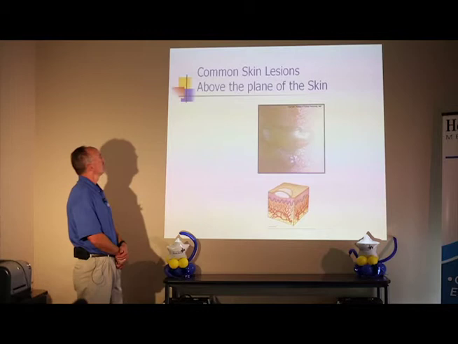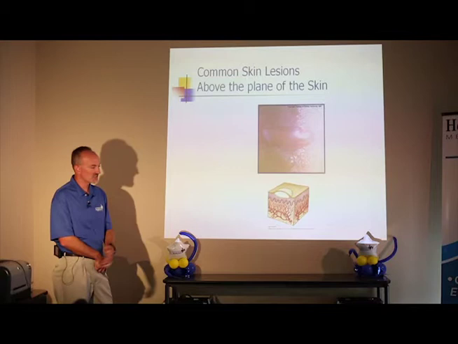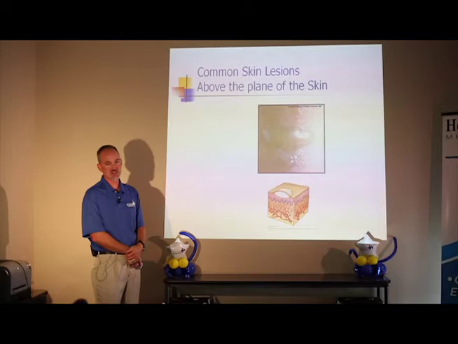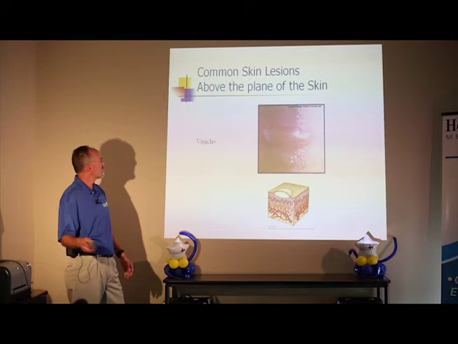The last one here is just some blistering. You get this with sunburns or just general burns. You can get it with a chemical burn as well. It's just a clear blister, and sometimes you can have these associated with shingles also. It's called a vesicle, better known as a blister.